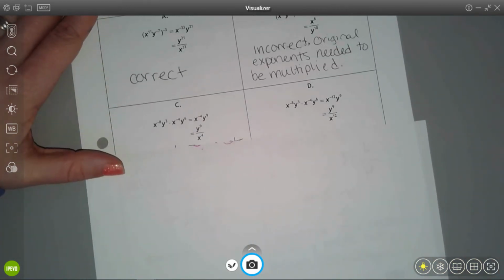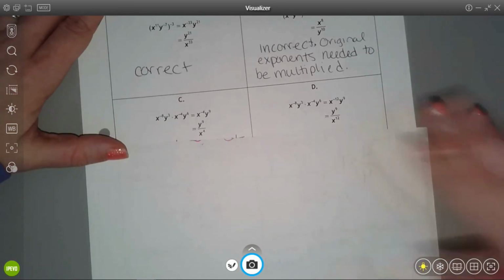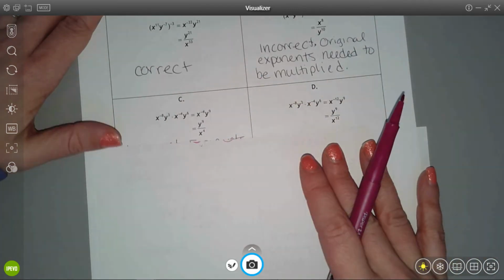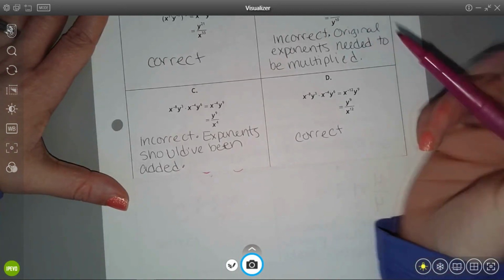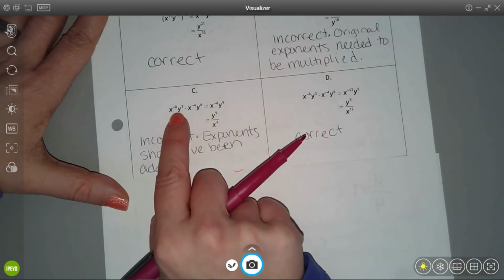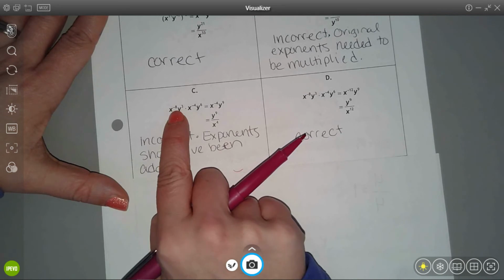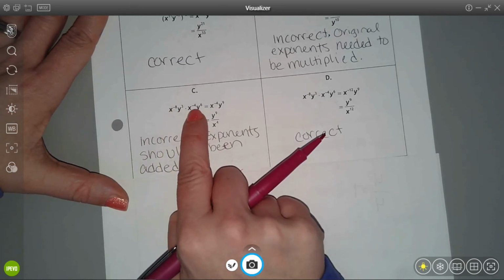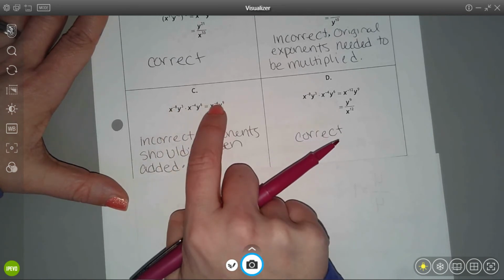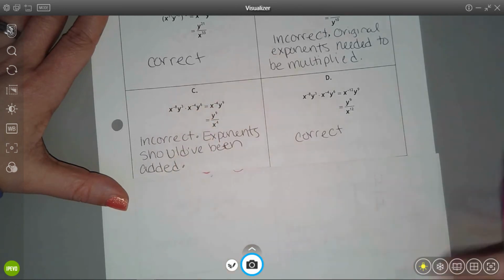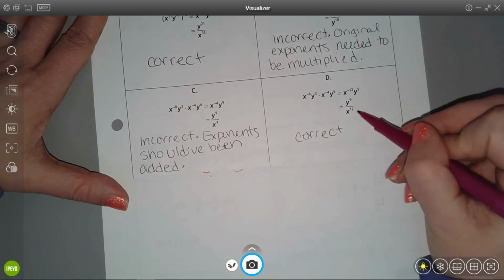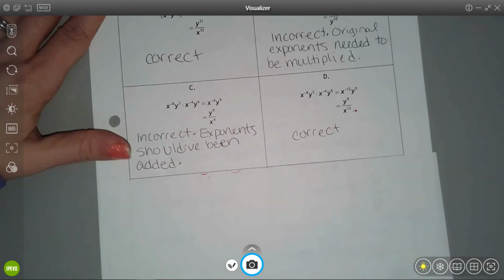On C, when I look at these ones, okay, I just did this first one and I saw that it was incorrect right away. Why? Because the exponents needed to be added. Here, they said -8 plus -4, and they said that was -4. No, -8 plus -4 is -12. Okay. -12 ends up in the denominator.